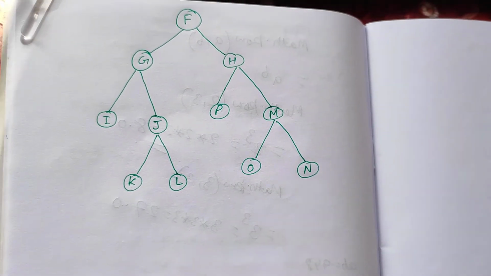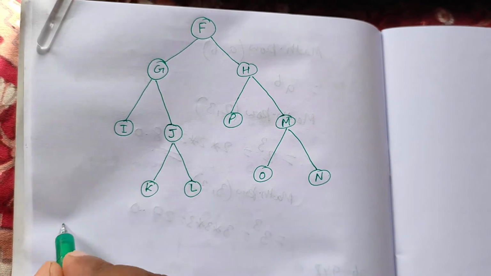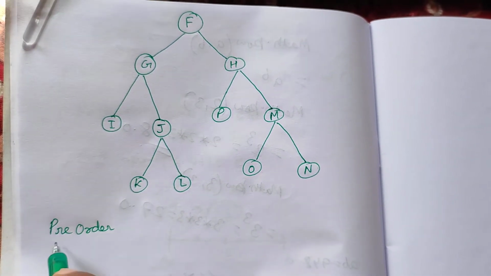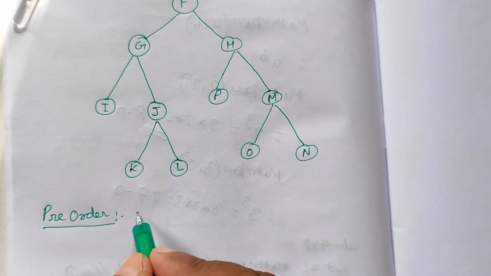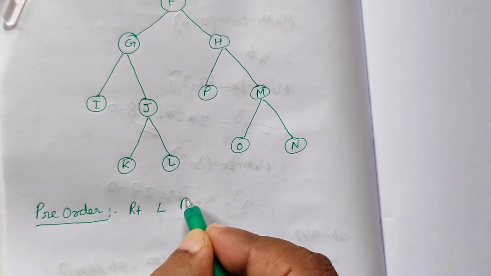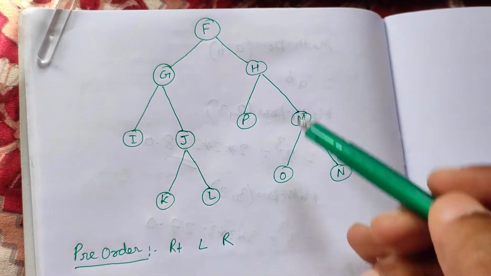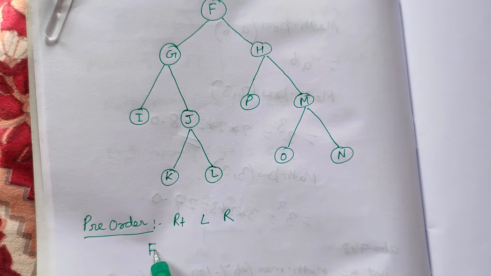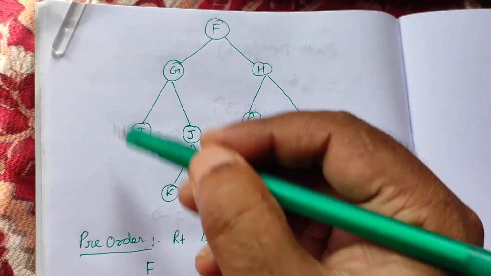Okay, so first from this figure we will find out pre-order. The pre-order formula is root, left, right. So first we will search the root. F is our root, we will write F here first. Then left, this is our left part.